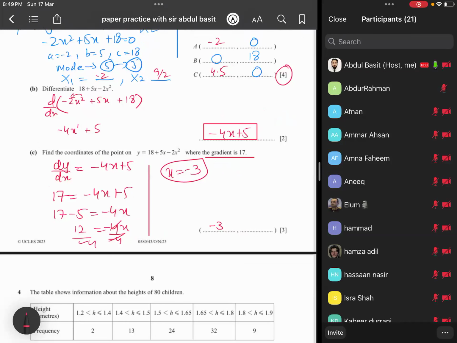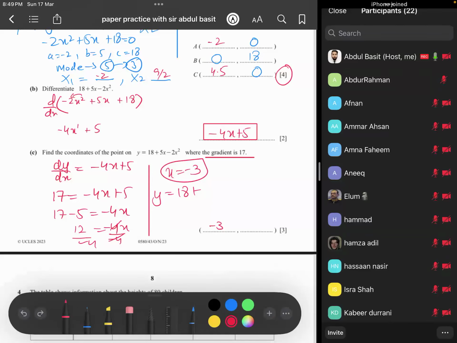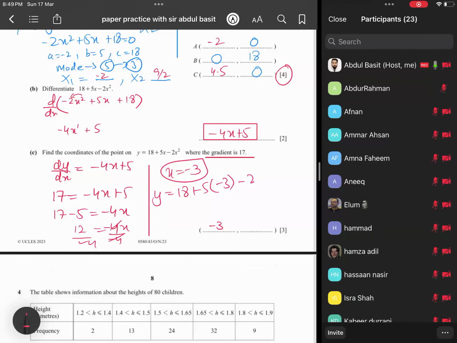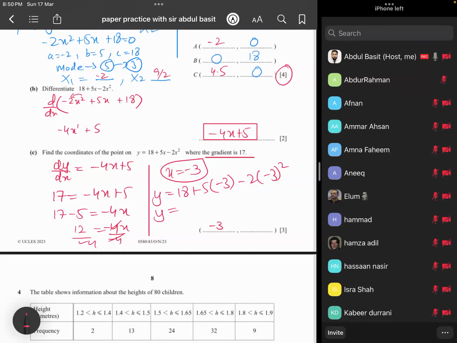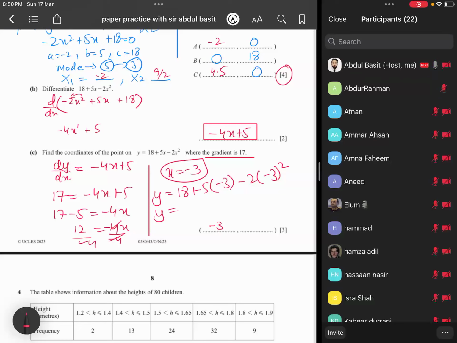We need to get the coordinate. So put x is equals to -3 in the question. 18 plus 5 bracket -3 minus 2 into -3 square. So beta, what is coming? What is the answer for y? -15. Yes sir. So -15 is the answer for 3 marks. Understood everybody or not? Yes, sir.